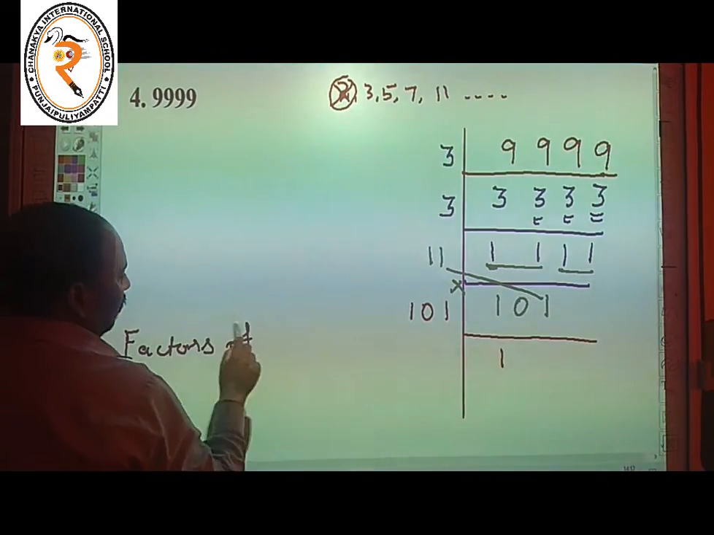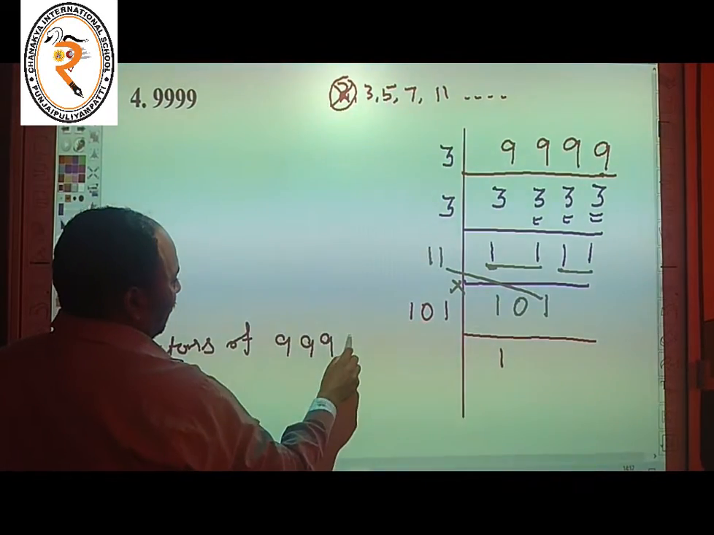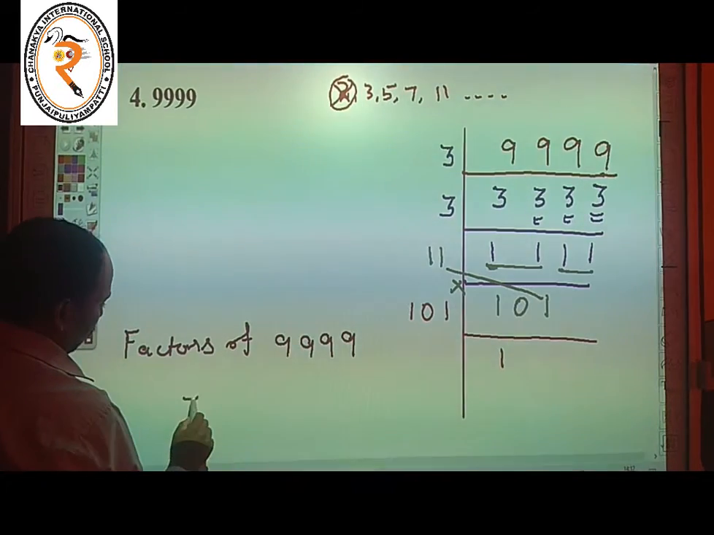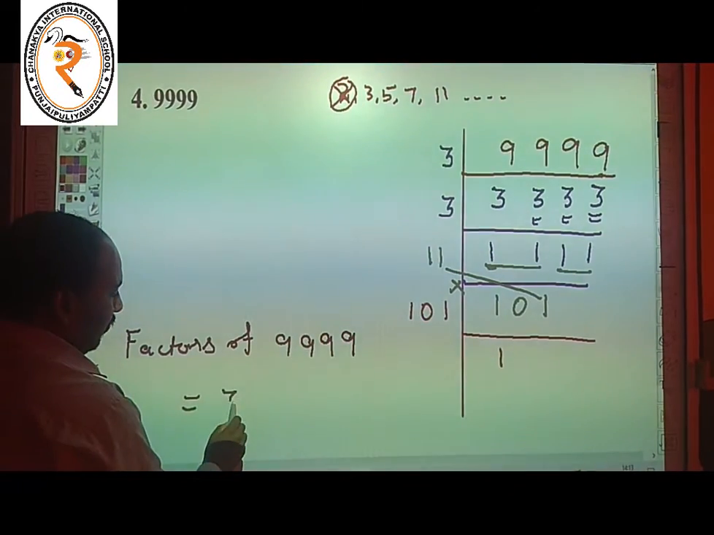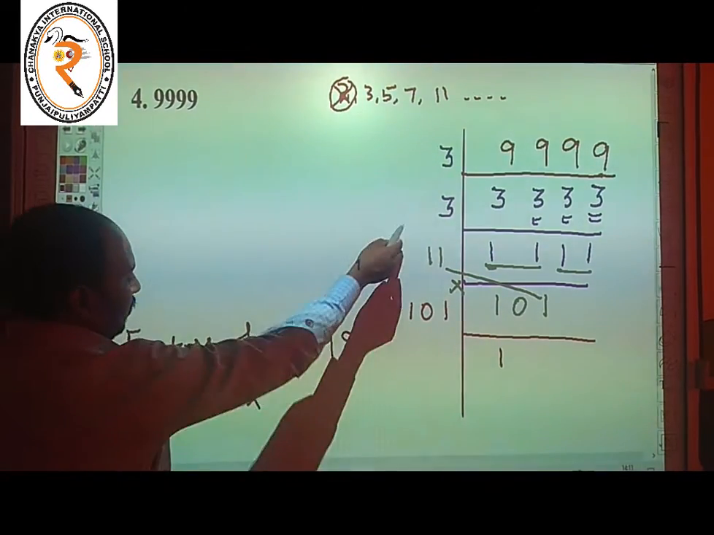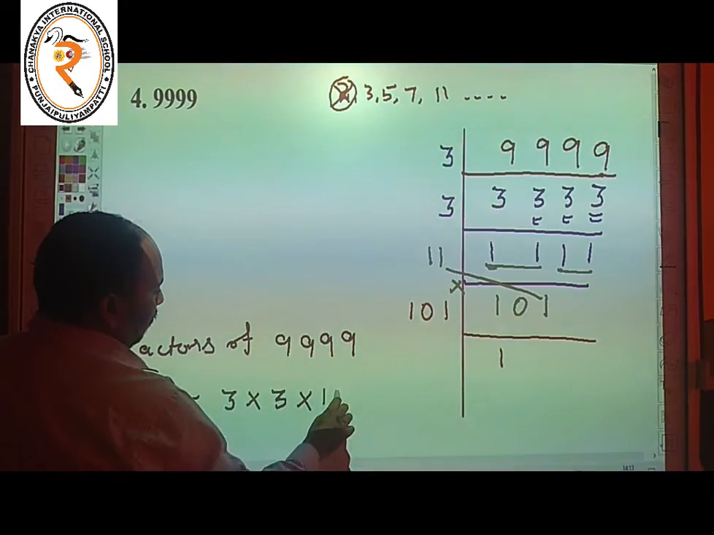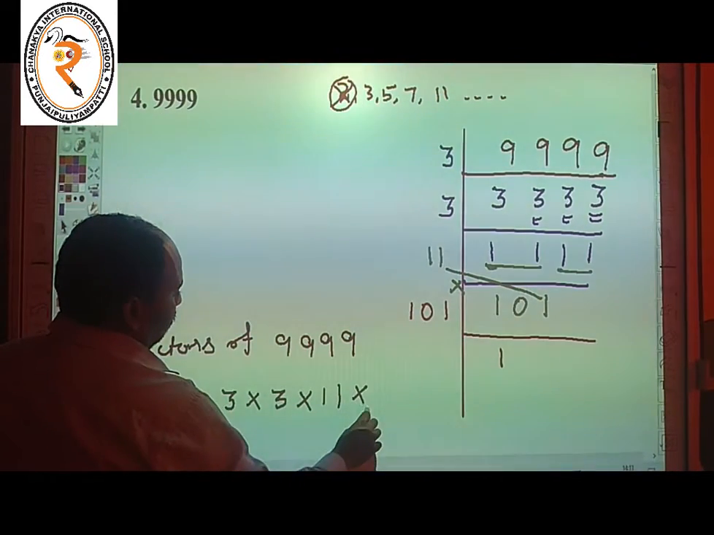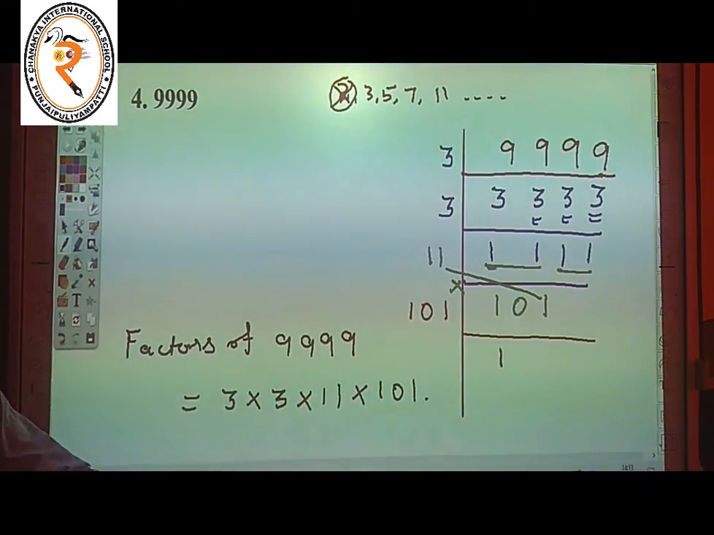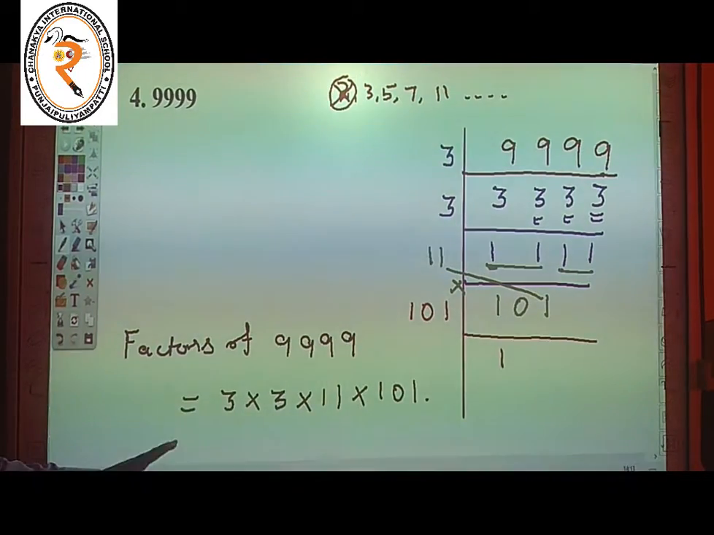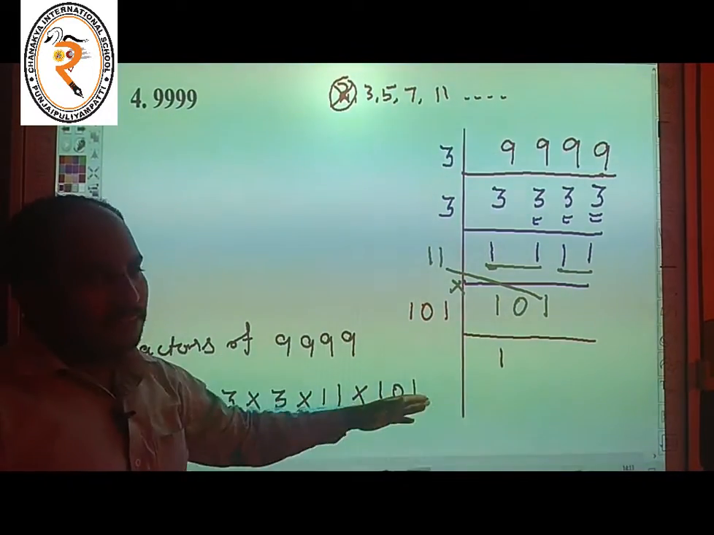So our solution is the factors of 9,999. We write the factors: the first is 3 into 3, into the next prime number 11, and the last prime number 101. These are the prime factors of the greatest 4-digit number. It is the long division method.